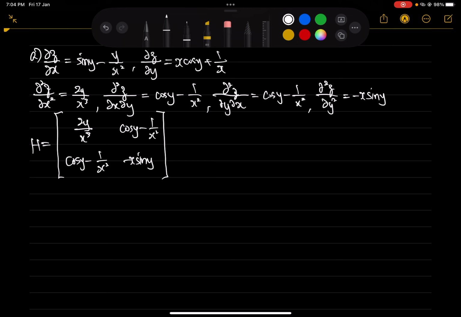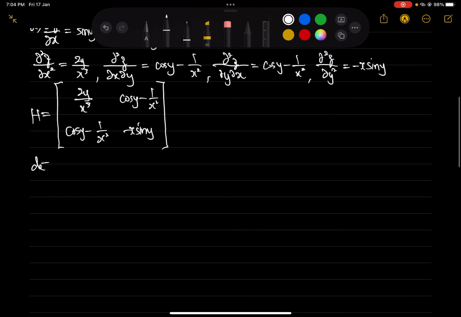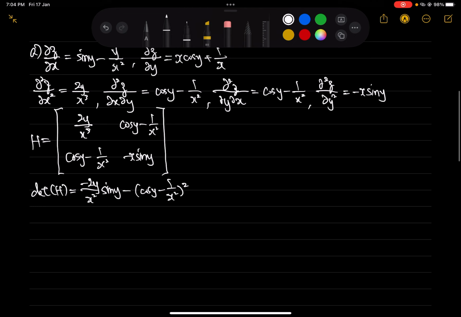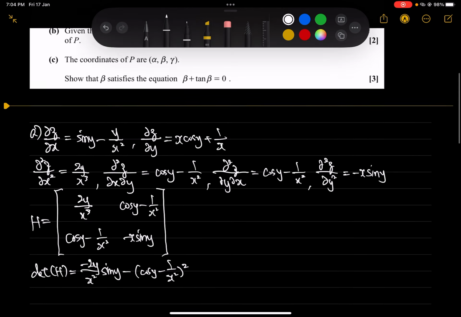And then we need to find the determinant. Which is just negative 2y over x squared times sine y, minus cosine y minus 1 over x squared, squared, and that's the determinant of H. We don't need to break all the brackets, that's unnecessary.